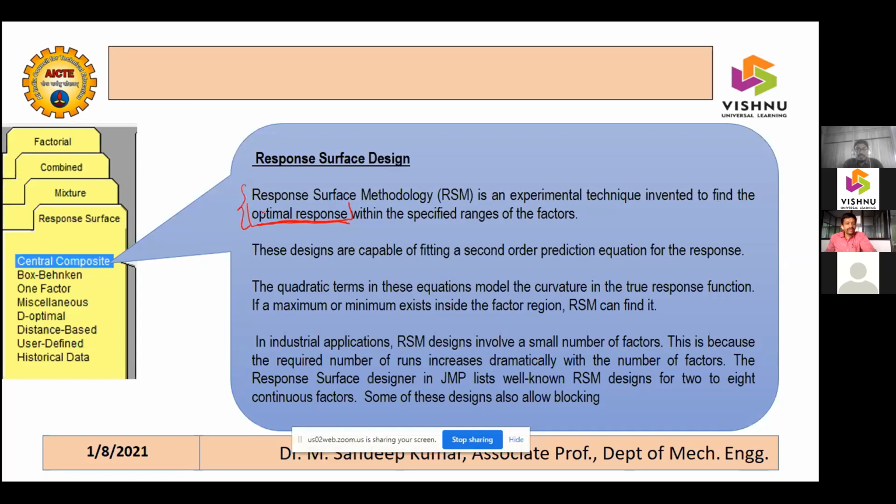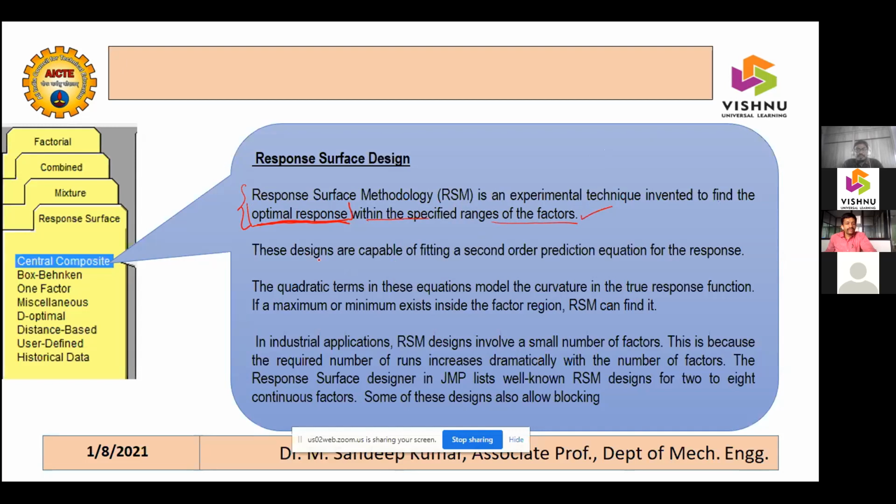Apart from that, we know that we get optimal responses within the specified range of the factors. So that is also one condition. The regression equation we get is good, or it will act good, within the specified limits or ranges of the factors. So that is one condition where RSM is there.